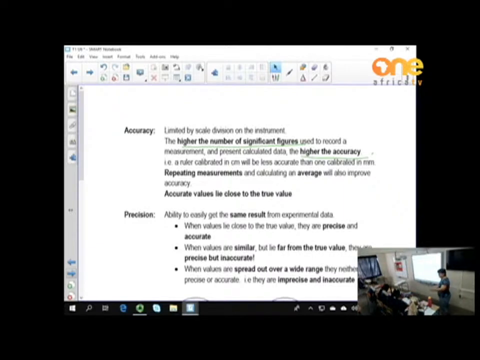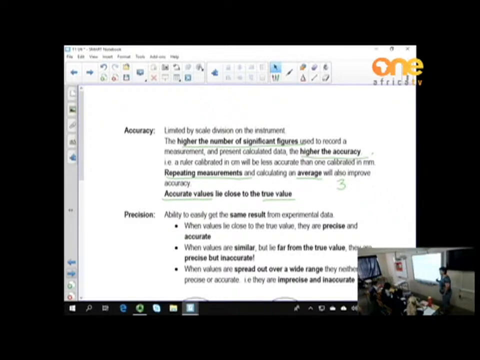If I have my ruler calibrated not in millimeters, but in tenths of a millimeter, we can improve accuracy by repeating measurements and calculating an average. Usually in science we do a minimum of 3. The more repetitions, the more accurate it becomes. Accurate values lie very close to the true value. I'll come back to that term in a moment.